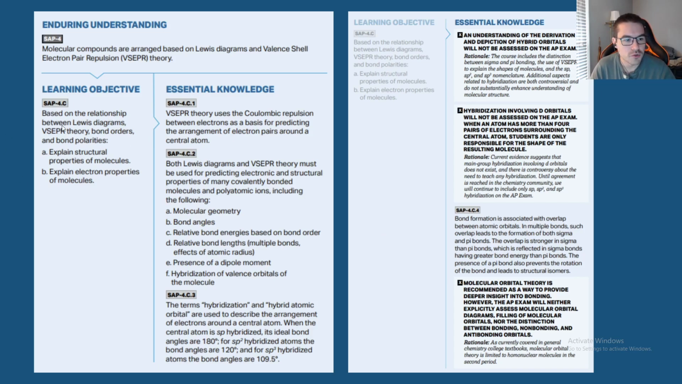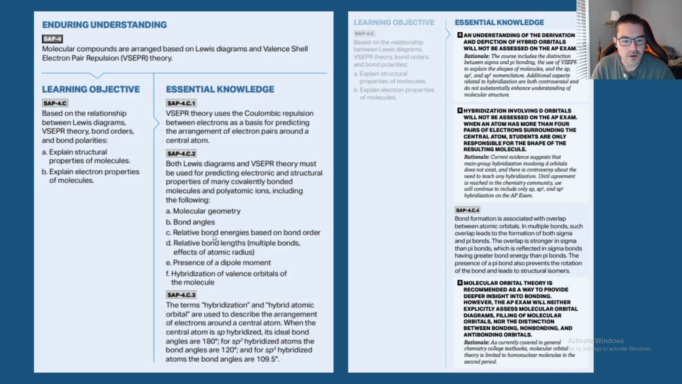Based on the relationship between Lewis diagrams, VSEPR theory, bond orders, and bond polarities, explain structural properties of molecules, and explain electron properties of molecules. So today's video is going to be a focus on what VSEPR theory is and how you can use it to determine molecular geometries and bond angles.